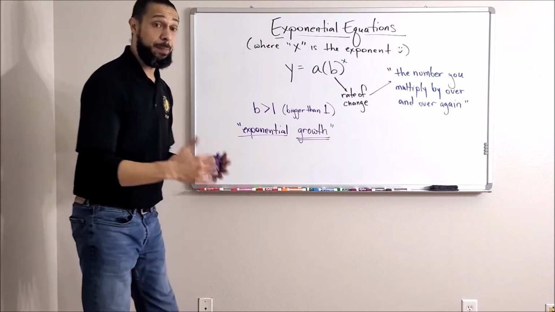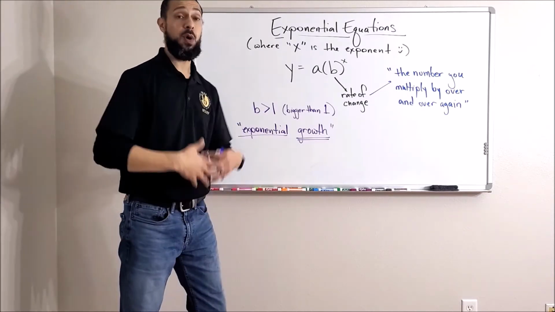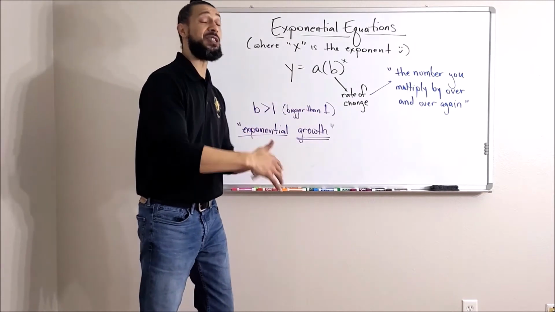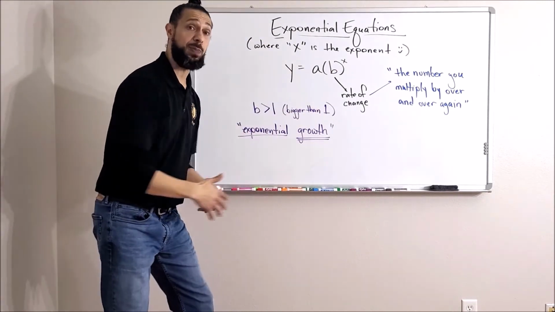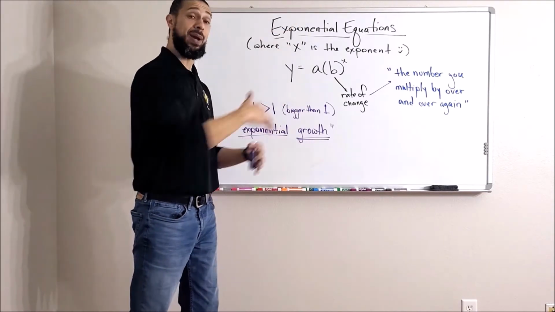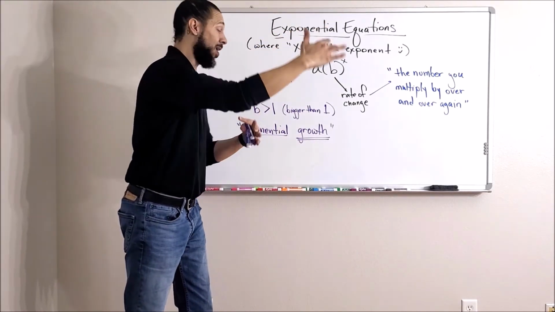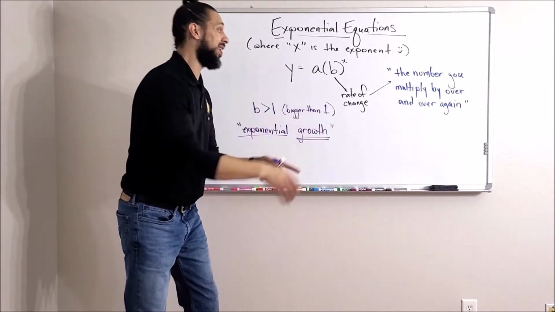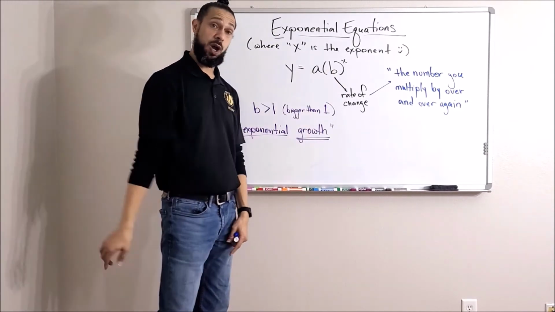Exponential growth. When this number B, when your rate of change is bigger than the number 1, if I multiply anything by a number bigger than 1, 1.1, 1.4, I'm making that number bigger. So my total is going to keep getting bigger. The more I multiply by a number bigger than 1, the more it's going to get bigger. It's going to keep doing what? Growing. Yeah. So exponential growth is when that rate of change is bigger than 1.